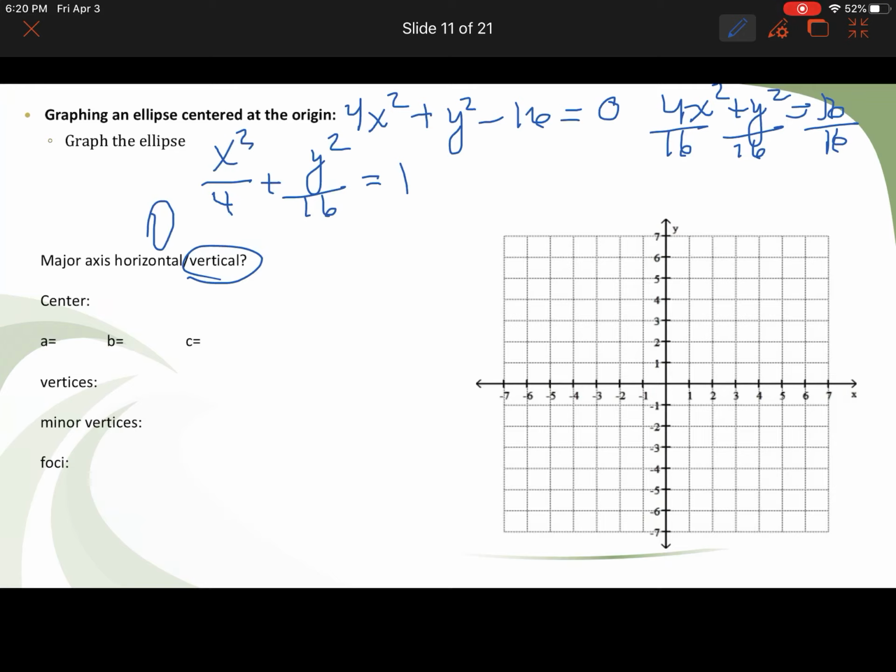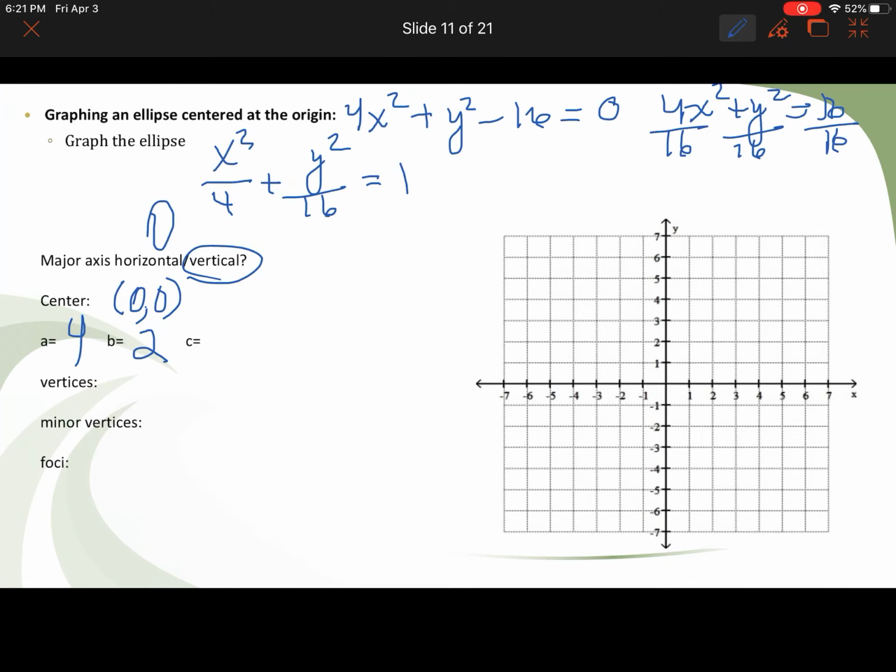All right, and what's the center here? Because this doesn't look quite like our equation we did, but what is the center? Well, there's no x minus a number inside that square, or y minus a number, so that means there's nothing subtracted. There's no shift. So it's just 0, 0. All right, so A is the square root of the bigger number. So A would be the square root of 16, which is 4. And B would be the square root of 4, which is 2.